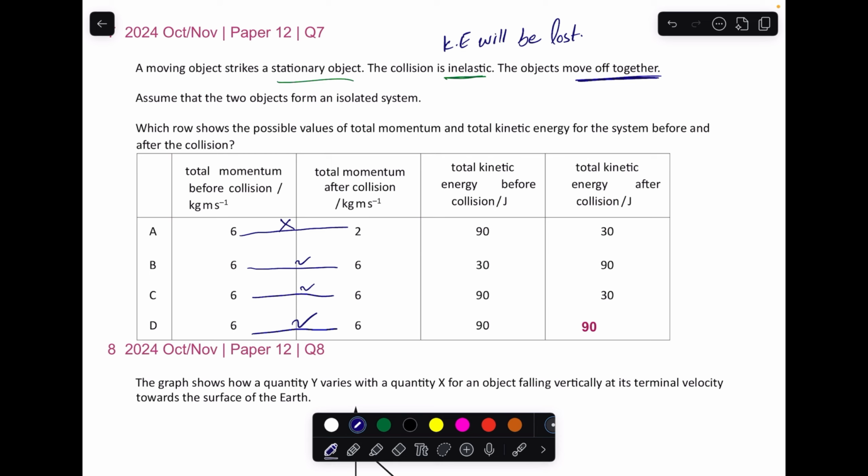Let's look at the kinetic energies. Kinetic energy was 30 before, and after it is 90. This is not making sense. Kinetic energy will not be gained, it will be lost. Okay, so it is not the option. It was 90 and it is 30, it is lost. It's making sense because it is an inelastic collision. It is 90 and again 90, nothing is lost, so this is also not a possibility. So we have the option C.